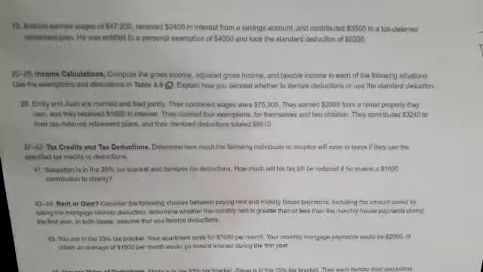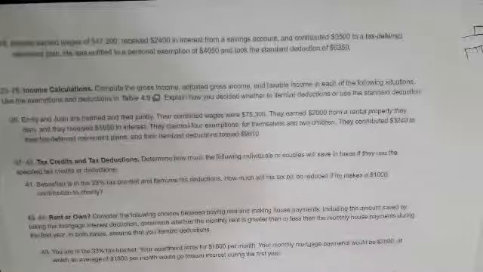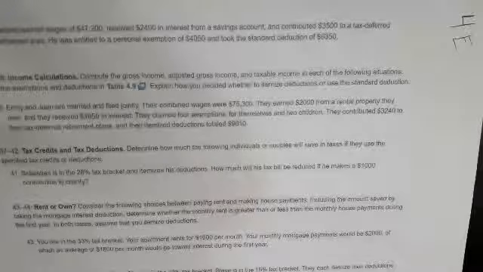All right. So the last section is over taxes. Okay, number 19 says Antonio earned wages of 47,200, received 24 in interest from a savings account and contributed 35 to, is this my first one? There it is. 35 in a tax deferred retirement plan. He was entitled to a personal exemption of 4050 and took the standard deduction.